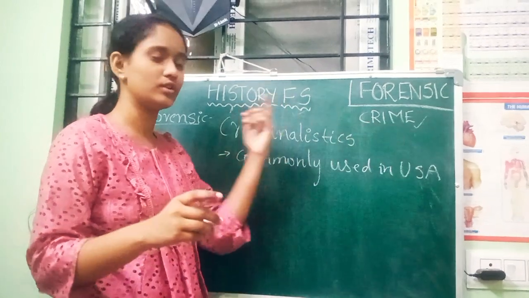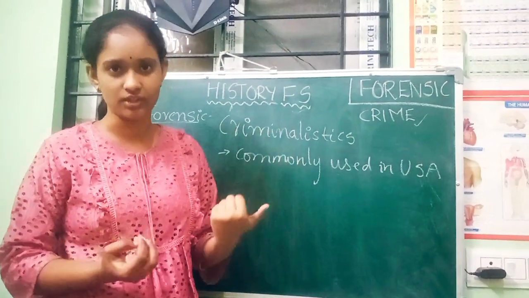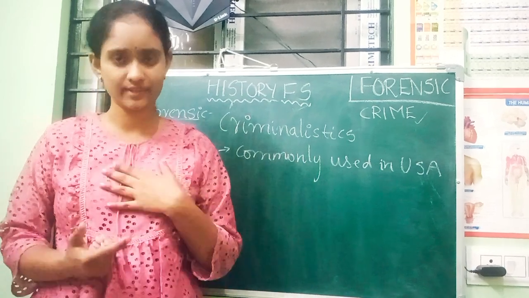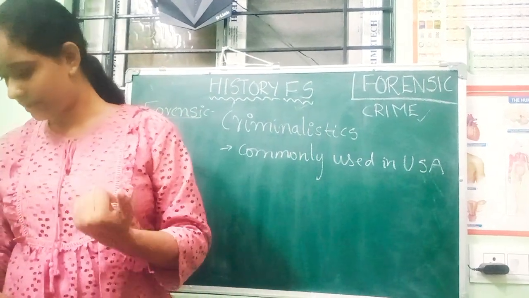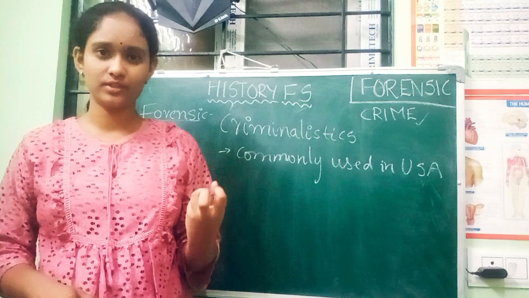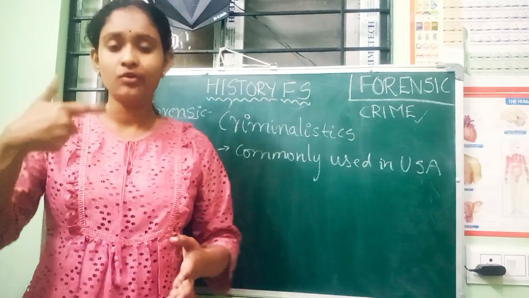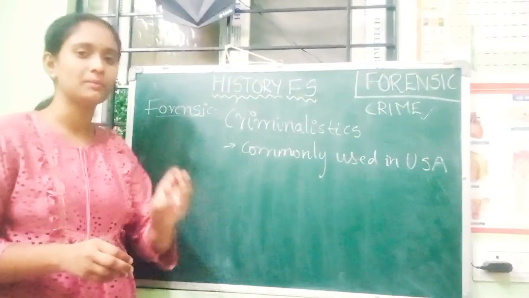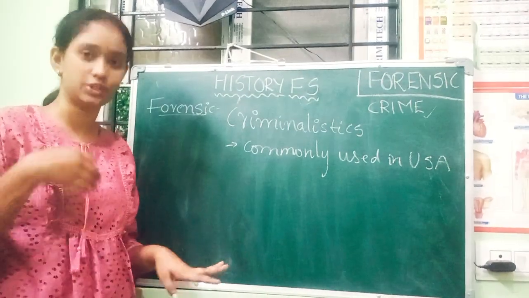So these are the definitions. What is a crime? What is forensic? From where did it originate? And the definition of forensic. These are very important points which I have covered. Now we are going to see what the branches of forensic science are according to the natural sciences. Normally we have three branches according to the natural sciences.